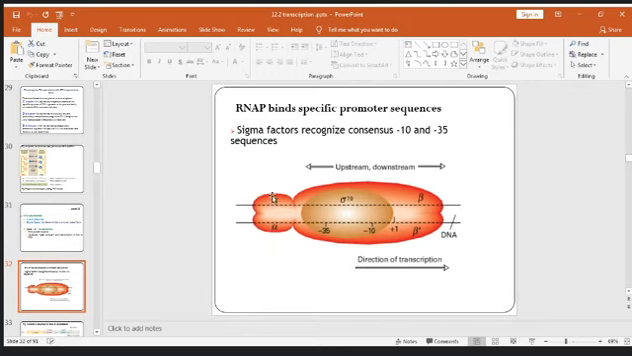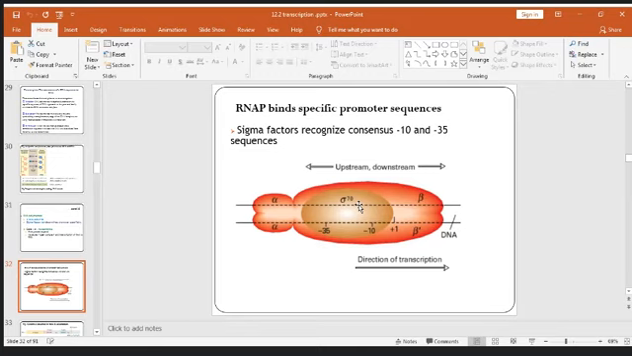2 alpha subunits, 2 beta subunits and a beta prime subunit. So alpha and alpha prime subunits, beta as well as beta prime subunit, and the sigma subunit. As you can see here, what is the main function of the sigma subunit? To identify the promoter region and to lead the other subunits of RNA polymerase to bind with that promoter region.